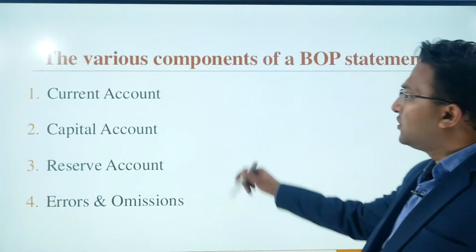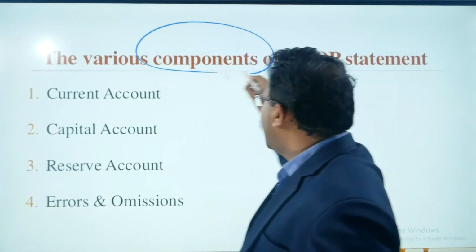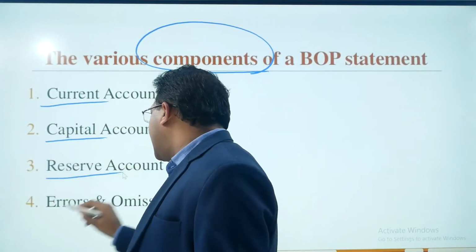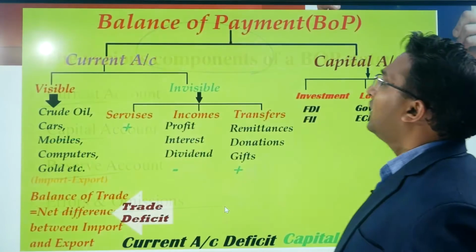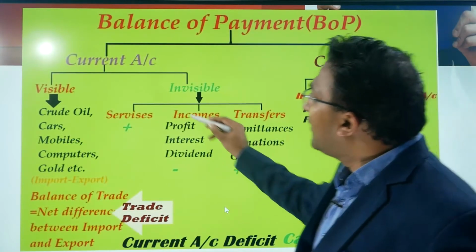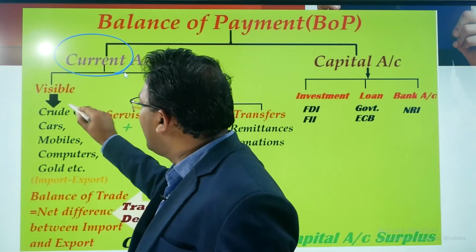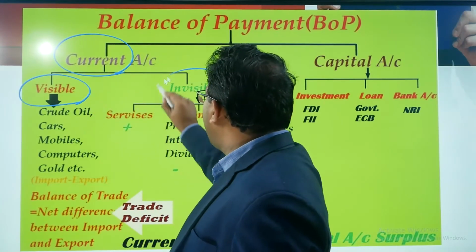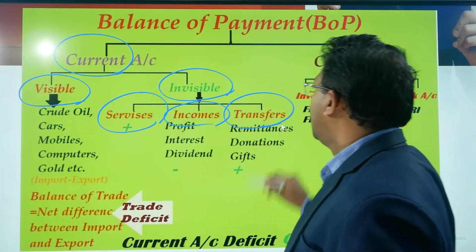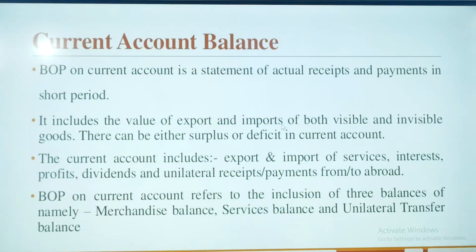So coming back to the various components of a BOP, right? The first component is current account, then we have capital account, then we have reserve, then we have errors and omissions. Now let us come back to this diagram that we discussed, right? So we have the current account. Inside the current account, we have visible items. Inside the invisible items, we have services, income and transfers.